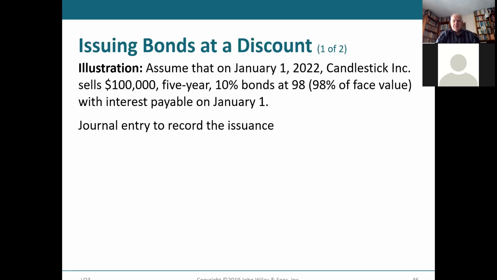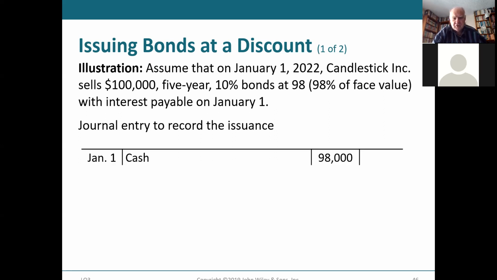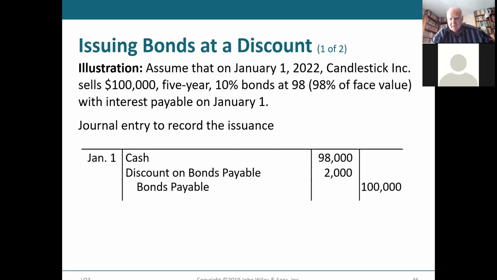Assume on January 1st, 2022, Candlestick Inc. sells $100,000 5-year bonds at 98. So we only get 98,000 for this bond because we're not paying enough interest. We're going to debit cash for 98. We're going to debit a contra liability account called discount on bonds payable. And we're going to credit bonds payable for the whole fat $100,000.